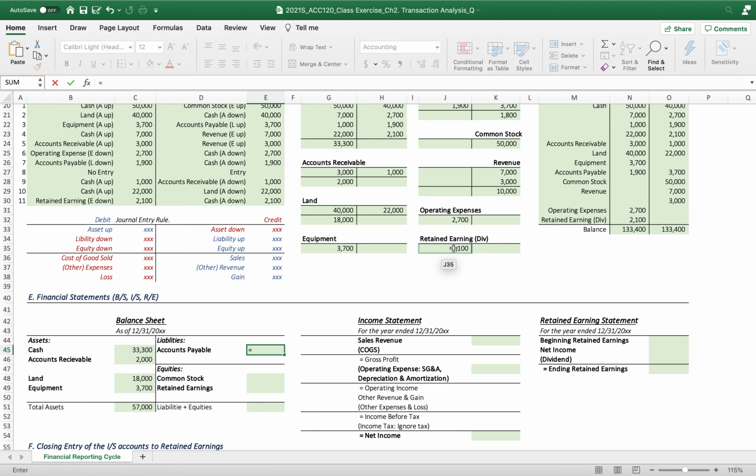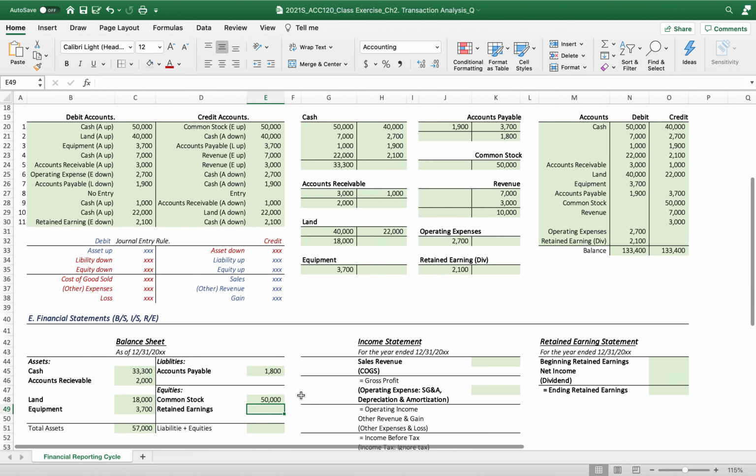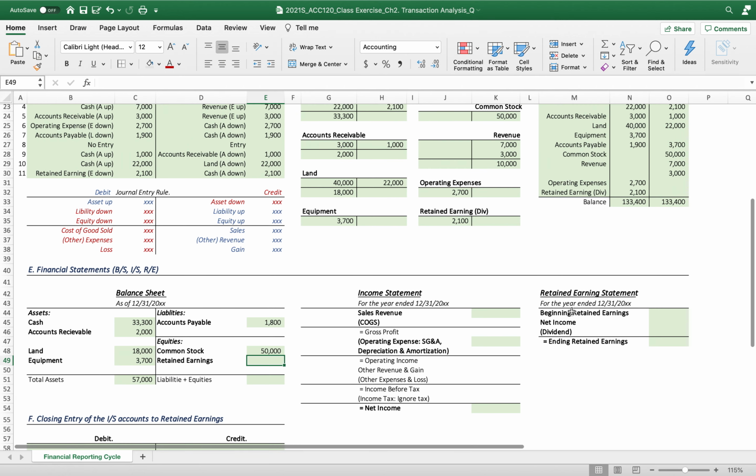So accounts payable, we have a liability balance of 1,800, and then the common stock 50,000, and then retained earnings. Oh, retained earnings minus 2,100. But we want to finish the retained earnings statement first. This ending balance of retained earnings should be linked into the retained earnings on the balance sheet. Okay, so let's leave it here, just leave it blank for a while.